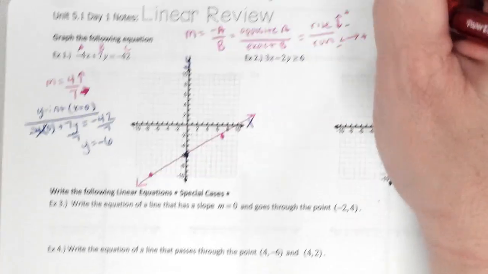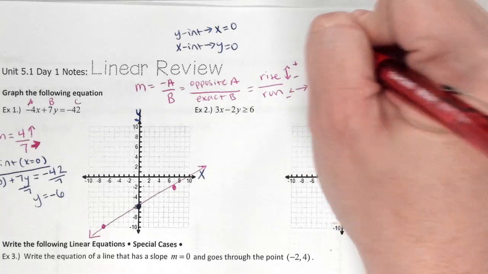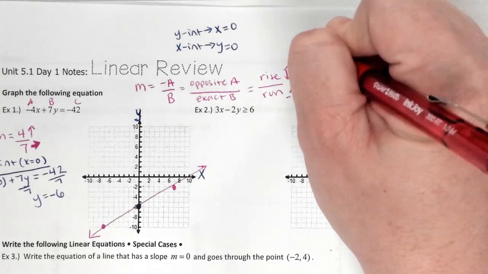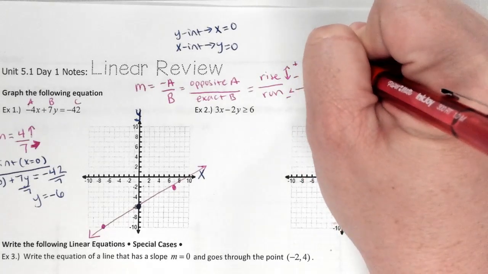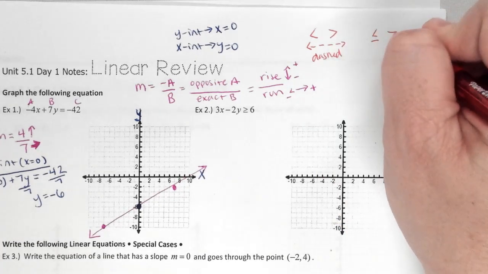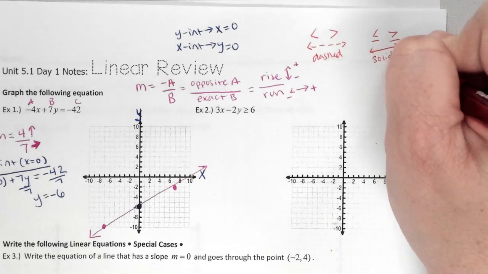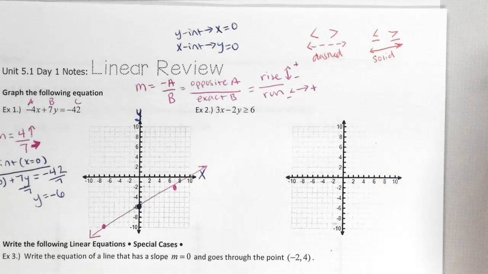Okay, what I want you to remember, though, is that less than and greater than get a dashed line because they don't hold solutions, right? And then less than or equal to and greater than or equal to get a solid line because they do hold solutions. Do y'all remember that? Yeah.